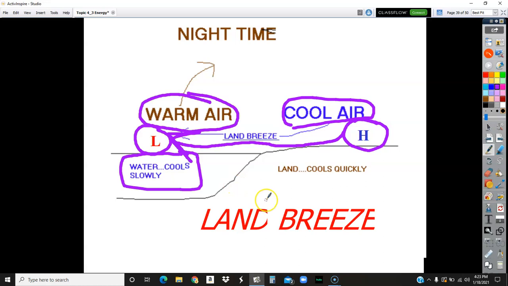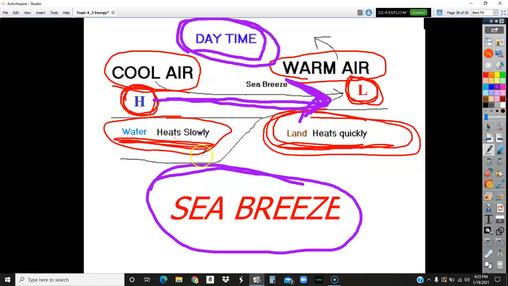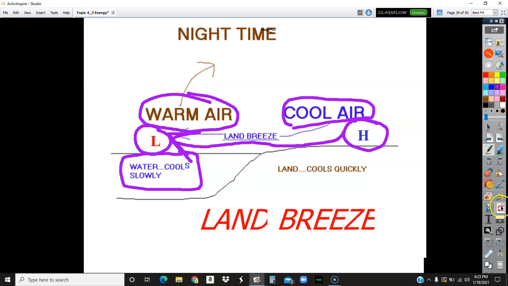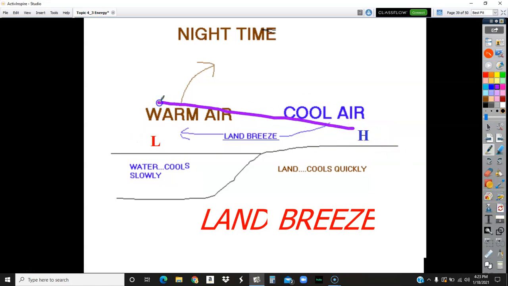And so you have what they call a land breeze. Wind is named for the direction it comes from. So when it said, let me go back, this said sea breeze. That's because the wind was coming from the sea going toward the land. When it goes the other way, it's called a land breeze, meaning it's going from the land out to the ocean. And so you switched.